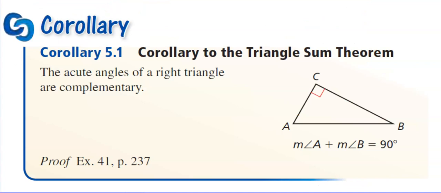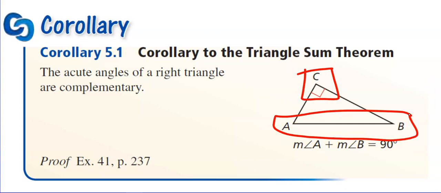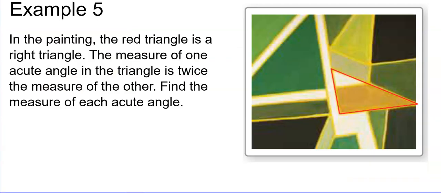But that leads to this corollary. If you know this angle is 90, then these 2 add up to 90. So some people like to do the whole thing and add up to 180, but that is a nice little shortcut. All right. It's hard to see in your packet, but you can see it here.